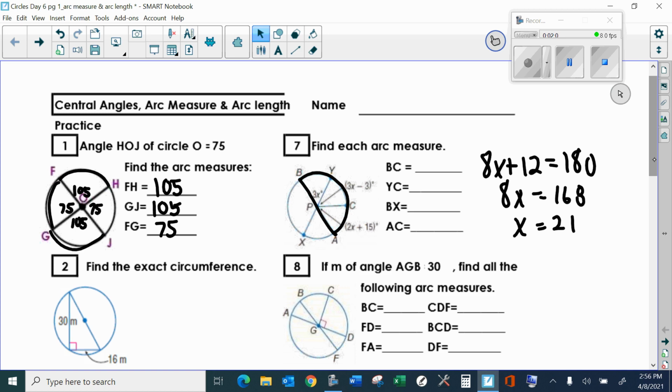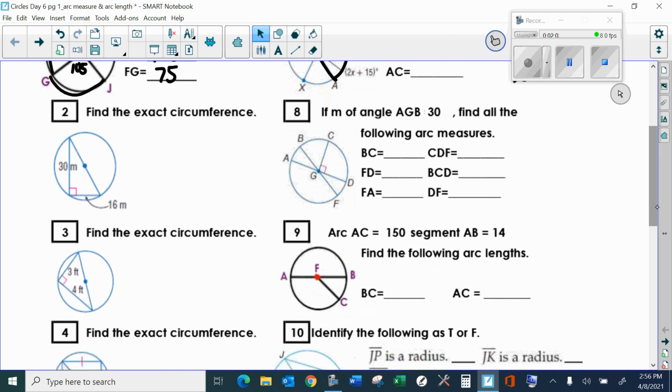Fill it in. I'm not going to do that. You can do that. All right, exact circumference. You need to know the circumference formula. C equals pi d or 2 pi r. You need both of those memorized. D equals 2r. That's why you can see it there. The pi is the same, that means d has to equal 2r. That's what the diameter equals, 2 times the radius.